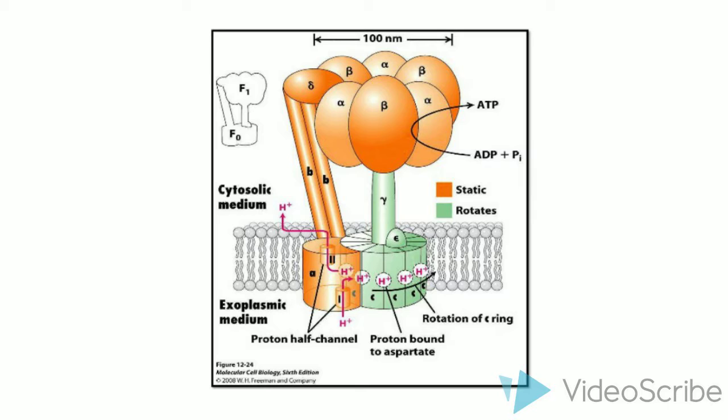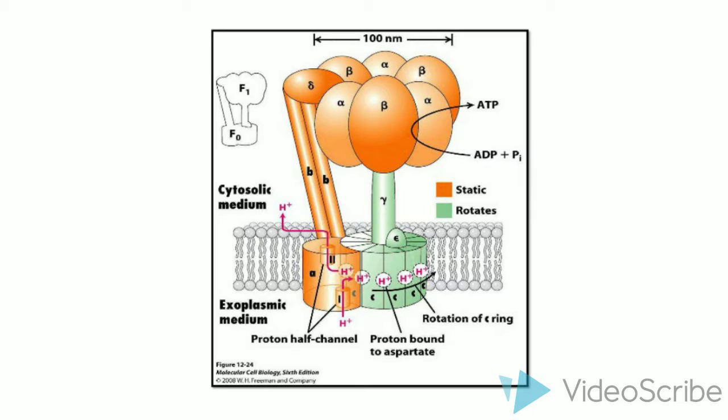ATP synthase works by utilizing the power of potential energy built up from a proton gradient. As protons flow from the intermembrane space down their gradient through FO into the matrix, FO rotates. FO rotating causes F1 to rotate and go through a series of conformational changes which form ATP.